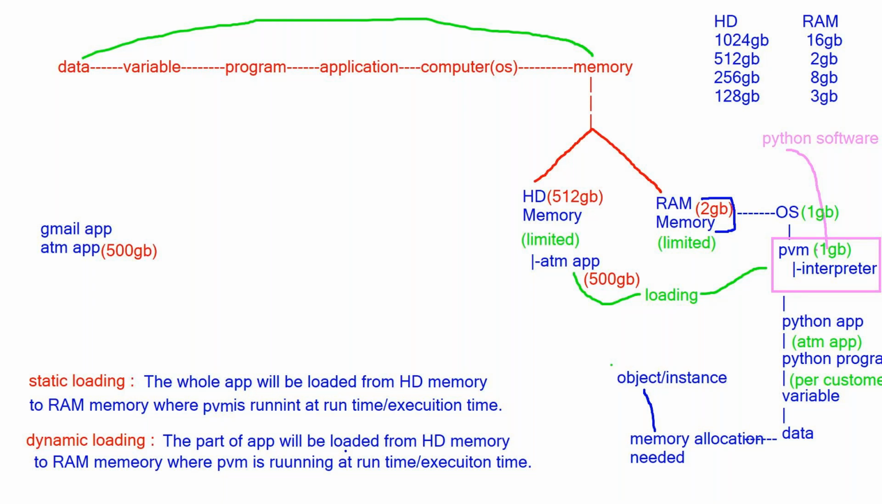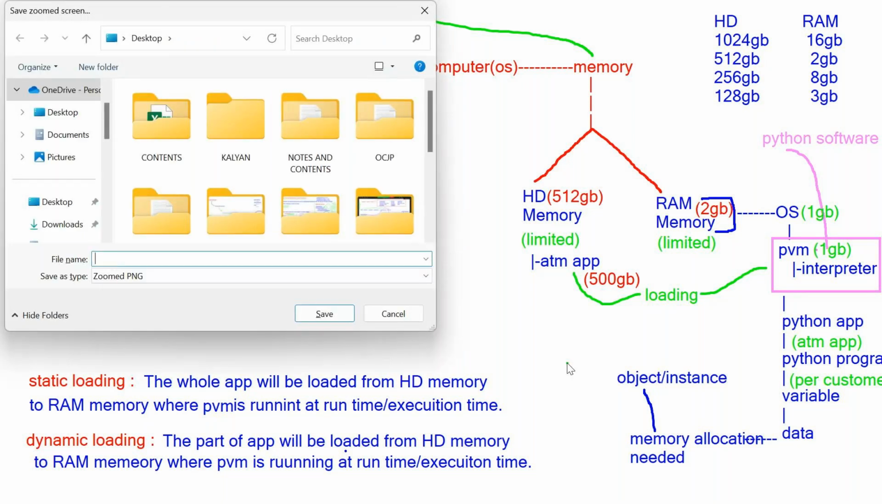Static loading is used for things like a calculator, calendar, or PDF. These are small-scale applications, and they demand a small amount of memory. So Python recommends static loading for smaller-scale applications, and Python recommends dynamic loading for larger-scale applications.